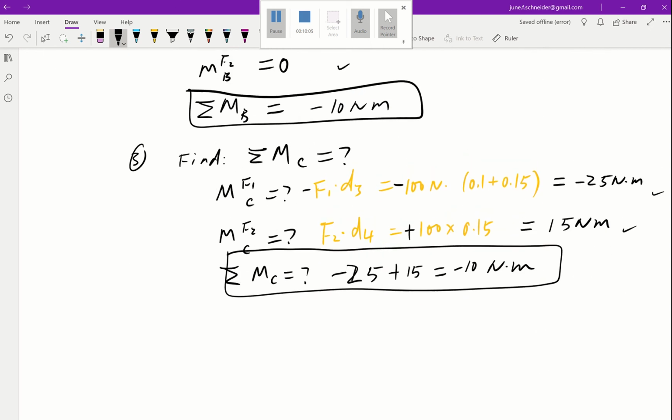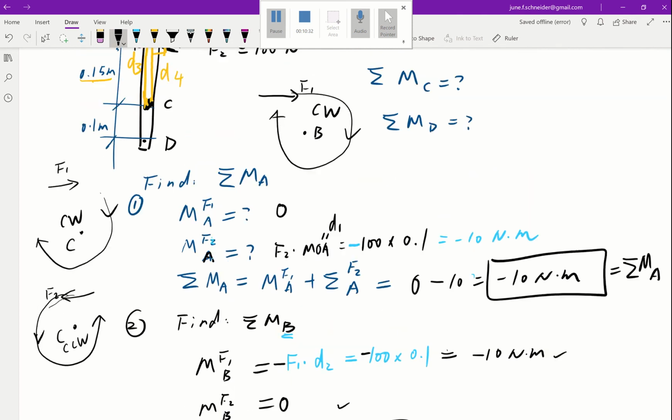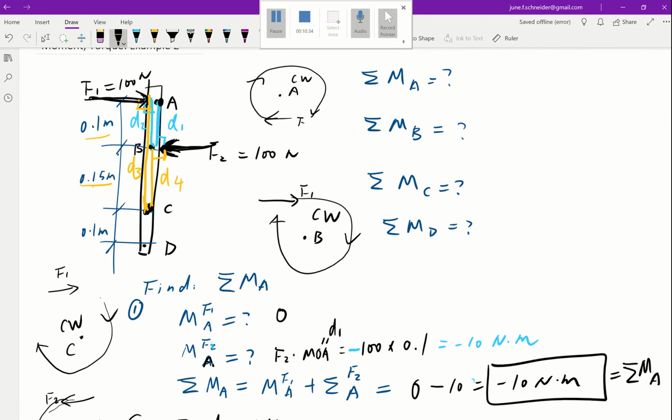Okay, very last one. We want to find the moment of the two forces rotating about D. Same logic. Force number 1 rotating about D, then force 2 rotating about D. Then we add them together. That's our logic.